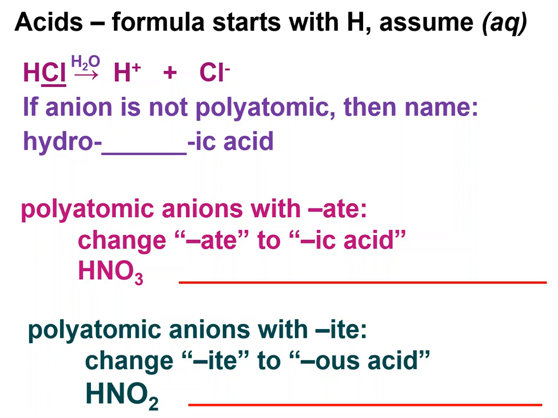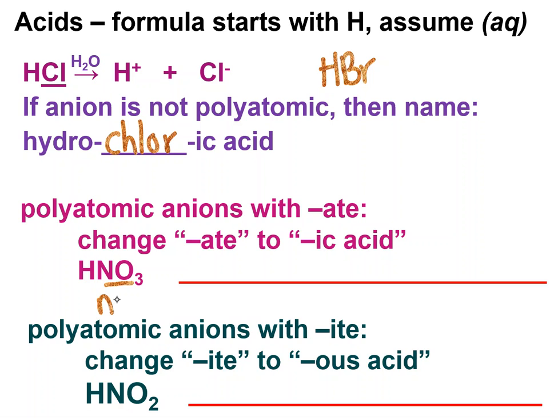So in this case, the anion is not a polyatomic. And when it's just an element like this and not a polyatomic ion, you use this template. You'll say hydro and then a base from the element involved, ic acid. So hydrochloric acid. And that would be the same for anything that's just a hydrogen with an element. This is hydrobromic acid.